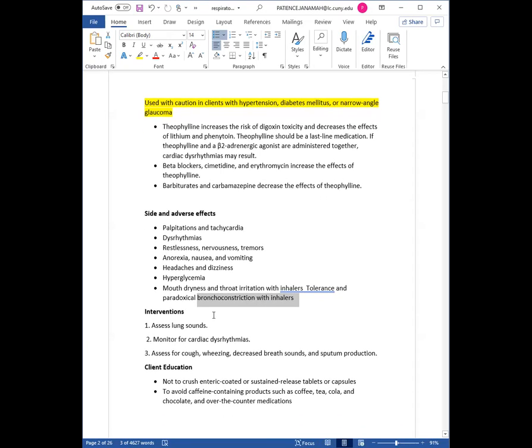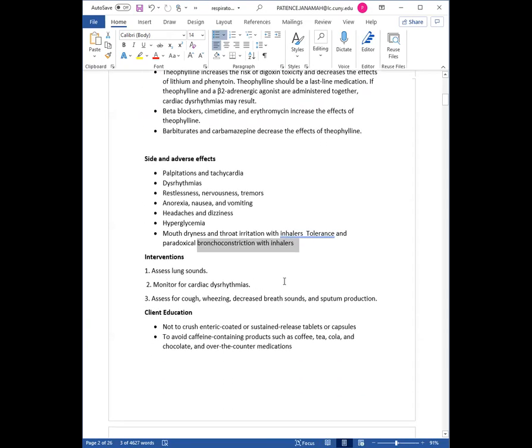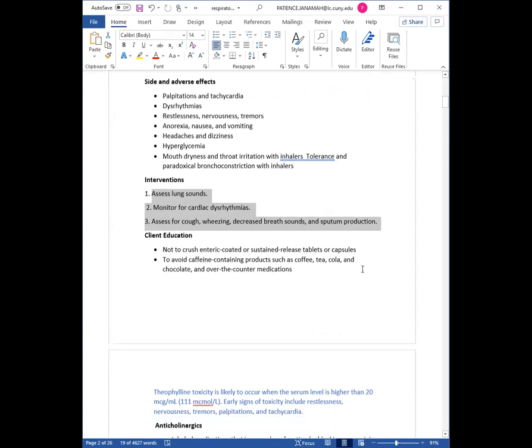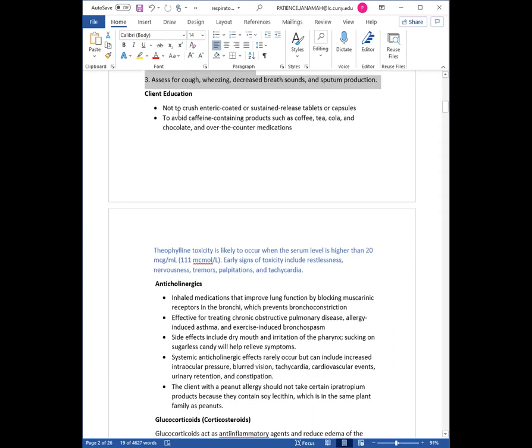Now the interventions are: assess lung sounds, monitor cardiac dysrhythmias, assess for cough, wheezing, decreased breath sounds. I will do this for all respiratory problems. So these are common symptoms. You educate the client not to crush enteric-coated sustained release tablets, and to avoid caffeine-containing products.